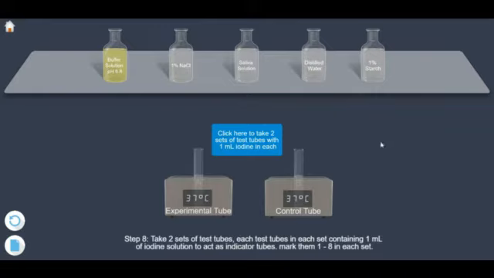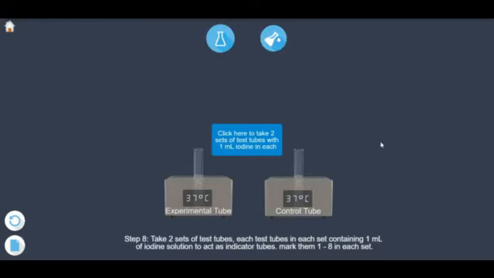Step 8. Take 2 sets of test tubes, 8 test tubes in each set, containing 1 ml of iodine solution to act as indicator tubes. Mark them 1 to 8 in each set.